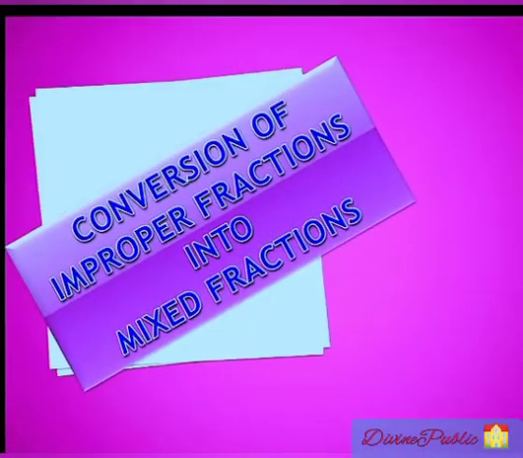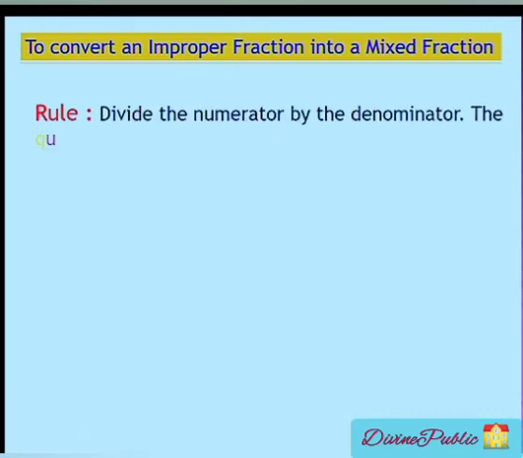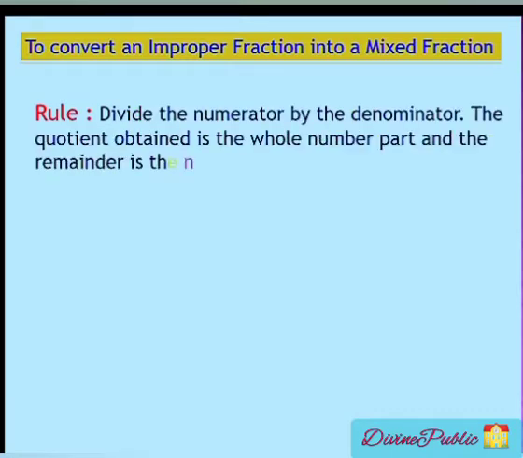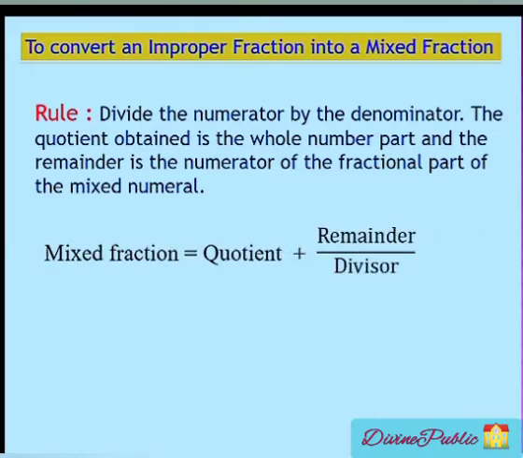Conversion of improper fraction into mixed fraction. To convert an improper fraction into a mixed fraction, we have to divide the numerator by the denominator. The quotient obtained is the whole number part and the remainder is the numerator of the fractional part of the mixed numeral. According to this rule, mixed fraction equals quotient plus remainder upon divisor.